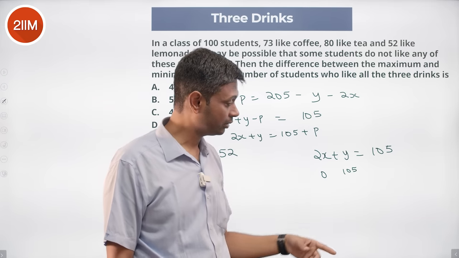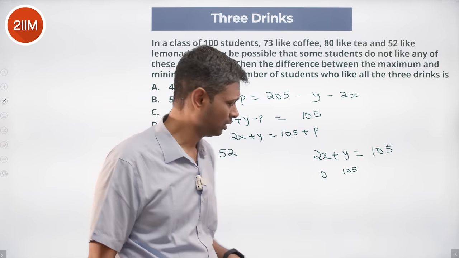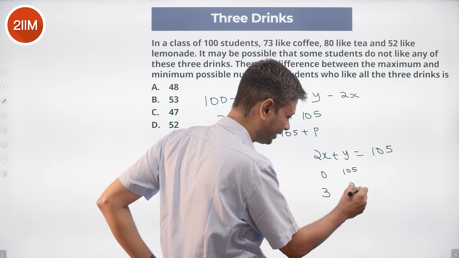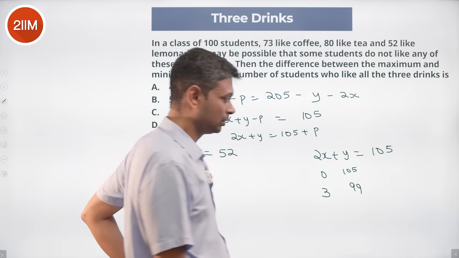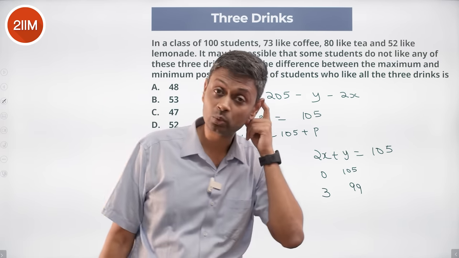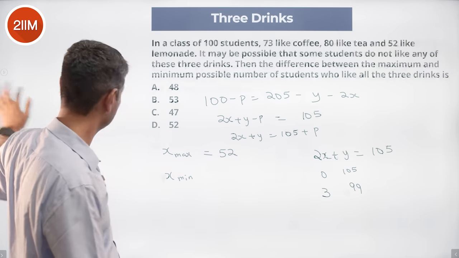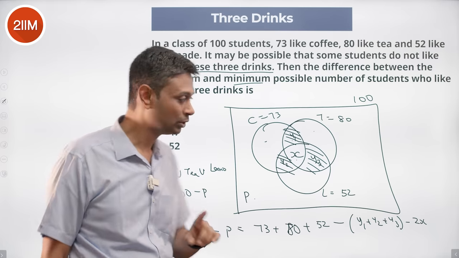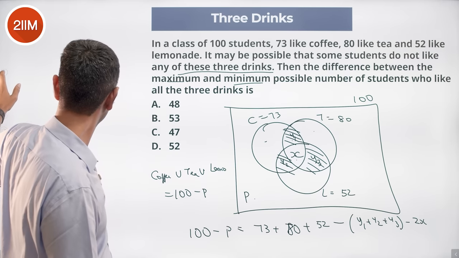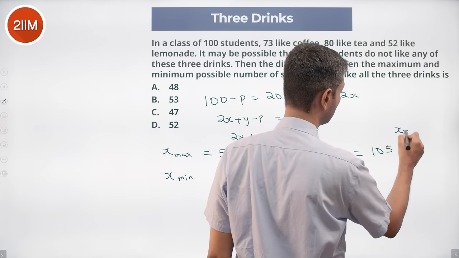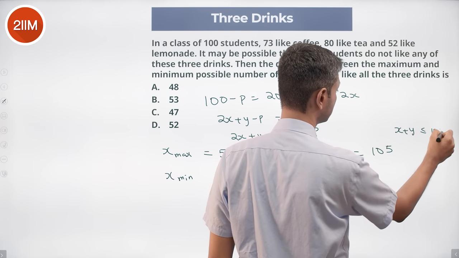Put y to be 100, x has to be 2.5. That's not possible. But if you put x as 3, y as 99, y is not 100, but x plus y is 102. That's not possible. This plus this cannot add up to 102. Only 100 people are there. So x cannot be 3 either. So you have to keep in mind that x plus y is less than or equal to 100.